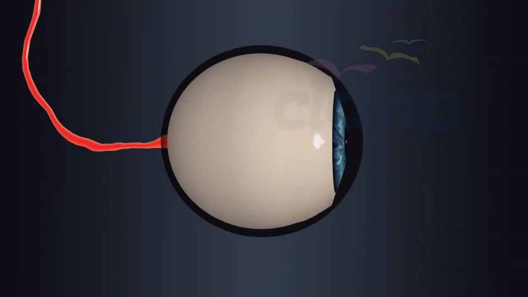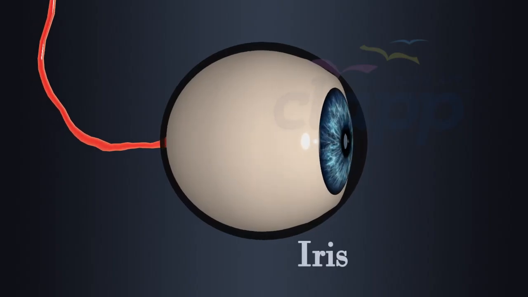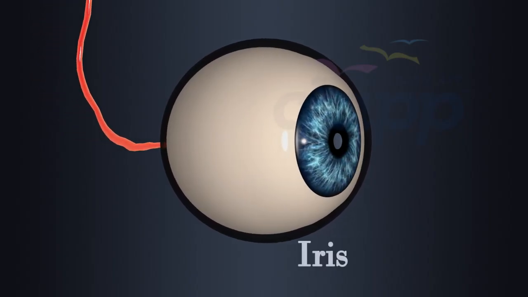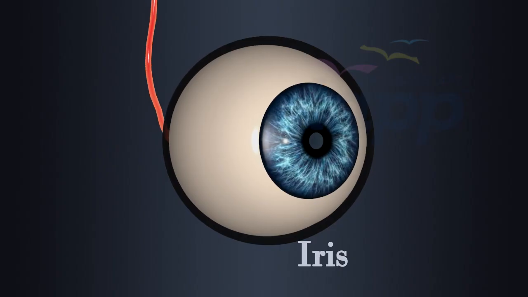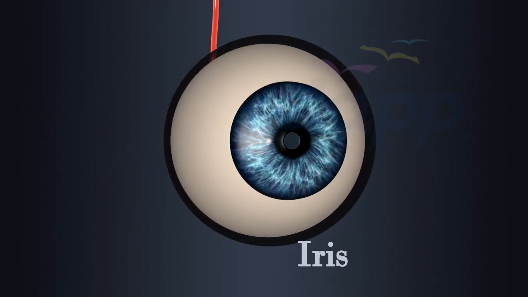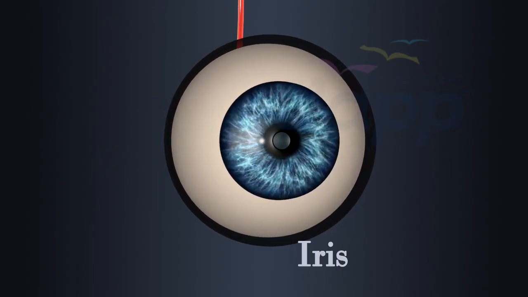Iris. The iris is the colored part of the eye, located behind the cornea. It surrounds the pupil. The iris is made up of a colored muscular tissue that contains melanin pigments that give its characteristic color. Muscles in the iris control the size of the pupil. By adjusting the size of the pupil, it regulates the amount of light entering into the eye.